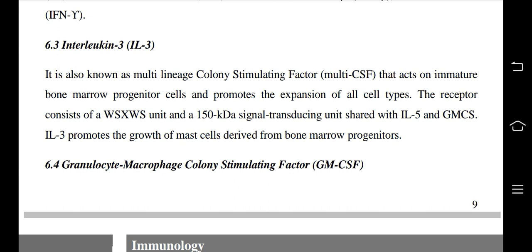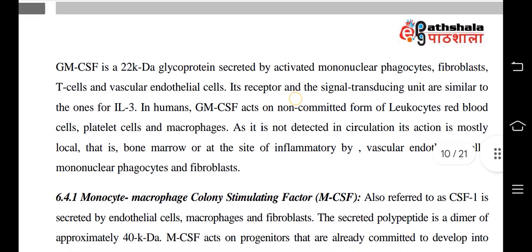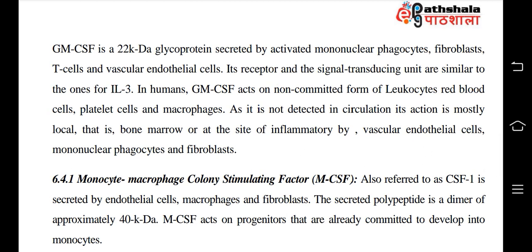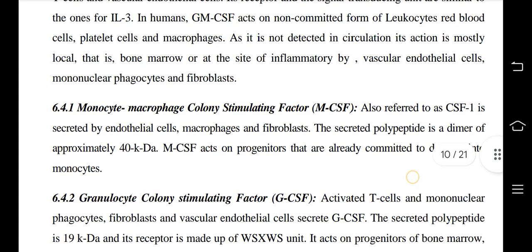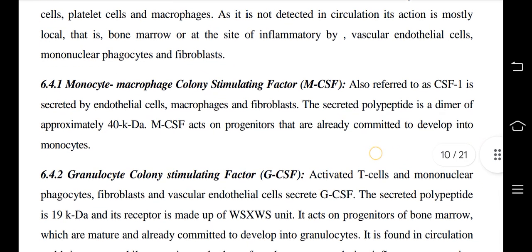Granulocyte macrophage colony stimulating factor, GM-CSF. GM-CSF is a 22 kilodalton glycoprotein secreted by activated mononuclear phagocytes, fibroblasts, T cells, and vascular endothelial cells. Its receptor and the signal transducing unit are similar to the ones for IL-3. In humans, GM-CSF acts on non-committed forms of leukocytes, red blood cells, platelet cells, and macrophages. As it is not detected in circulation, its action is mostly local, that is, bone marrow or at the site of inflammation by vascular endothelial cells, mononuclear phagocytes, and fibroblasts.